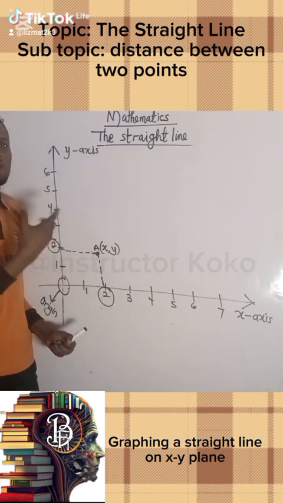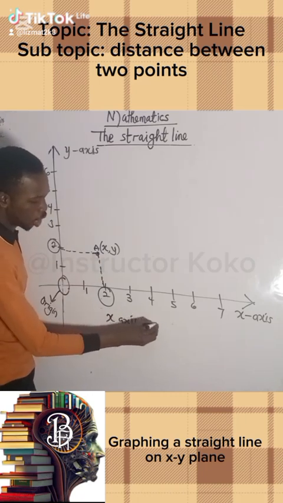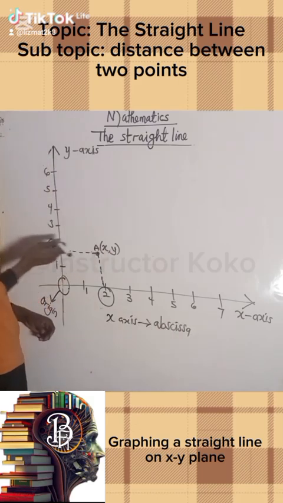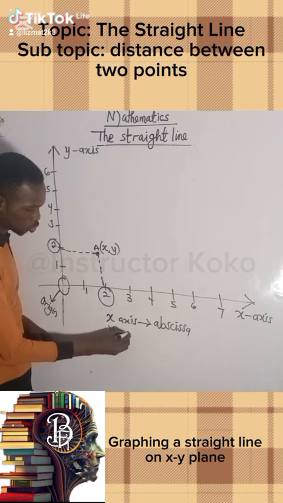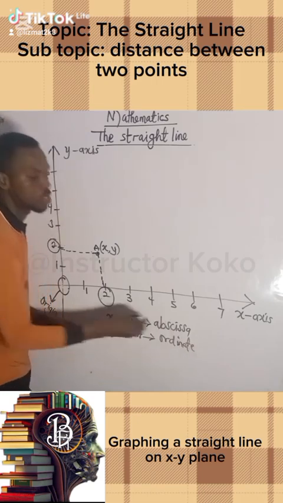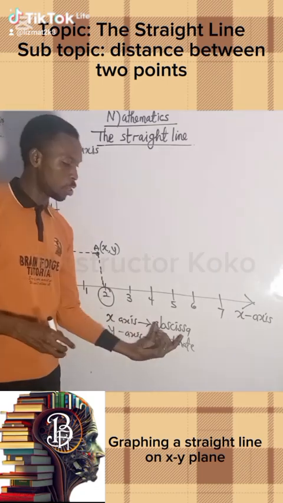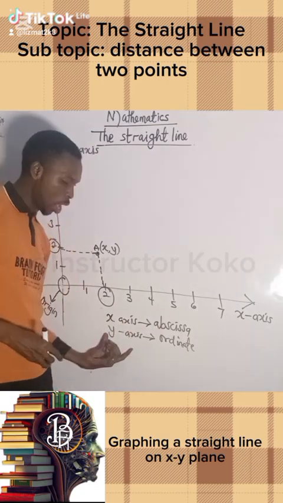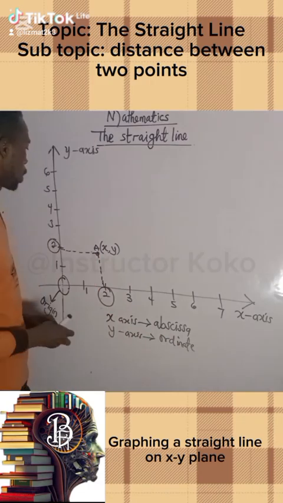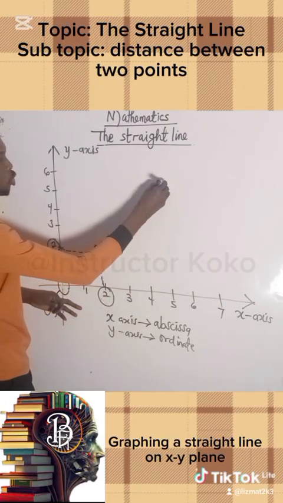This x-axis is also known as the abscissa. While the y-axis is also known as the ordinate. So sometimes in exams, you may not be told to use x-axis. You may be told to use the abscissa axis, and the y-axis can also be known as the ordinate axis. So I haven't done that. So this is the first point. So I'll look for another point on the plane. So let me just pick another point here.